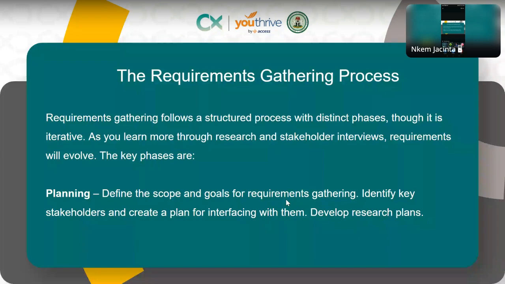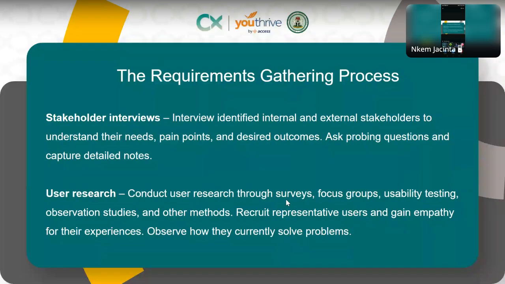Okay. So the requirement gathering process involves planning. Second one is stakeholder interview. This is where you interview identified internal and external stakeholders to understand their needs, pain points, and desired outcomes, asking probing questions and capturing detailed notes. Later in this course, I'm going to show you practical ways to go about this stakeholder interview, but I want you to take note that first is the planning, second is the stakeholder interview, and third, we do the user research.